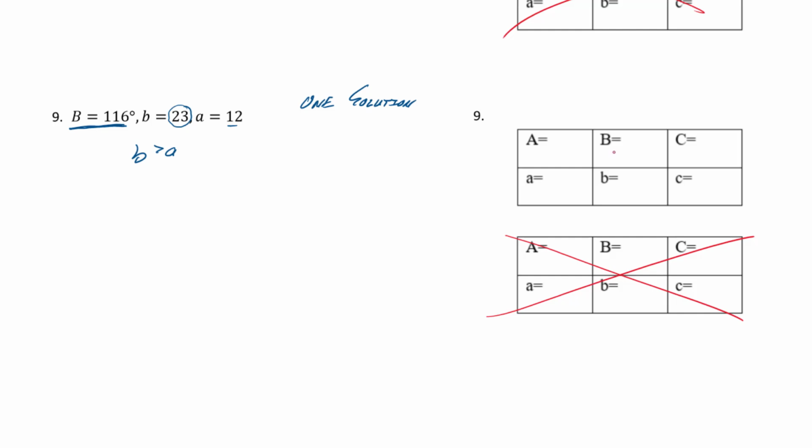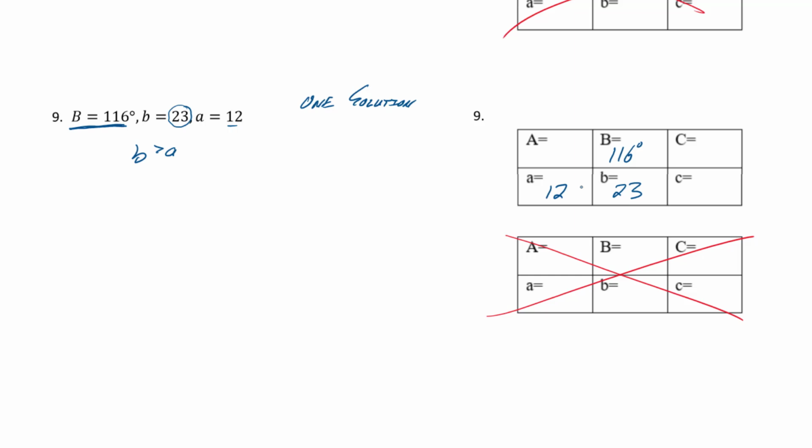So we know that the B value was 116. I'll do those in a slightly different color just so they don't draw as much attention as the actual answer. We know that side B is going to be 23. And we know that side A is already 12. So it looks like I need to figure out what the 2 angles and the remaining 1 side happen to be.